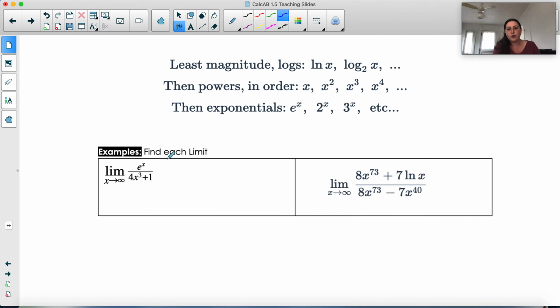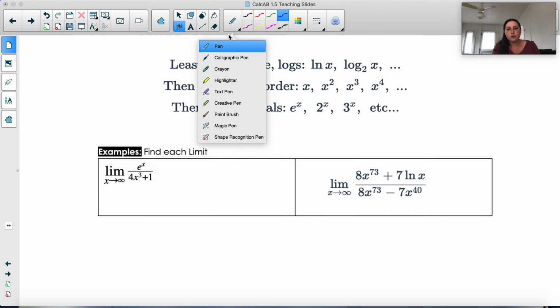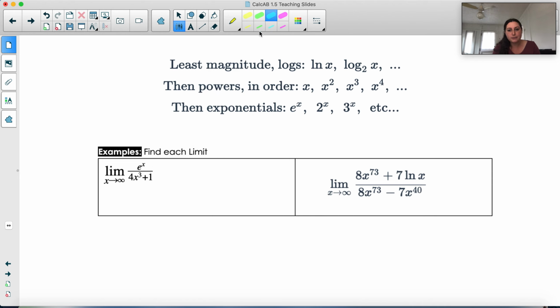So for example, if you have the limit as x goes to infinity of e to the x over 4x to the 3rd, so the biggest degree thing, the biggest magnitude, right, is e to the x and 4x to the 3rd. But exponentials are just always going to be higher than powers. So the numerator is bigger, which means the limit does not exist.